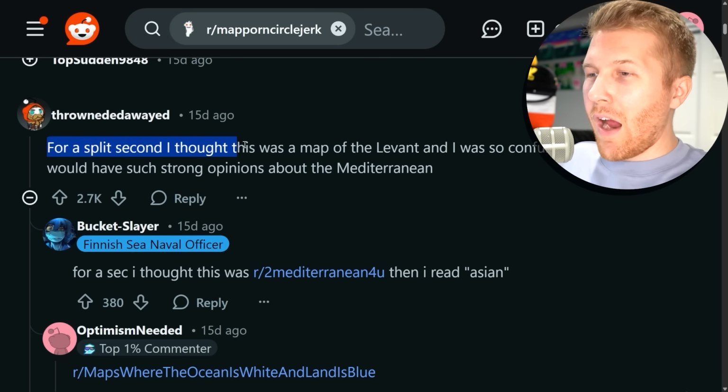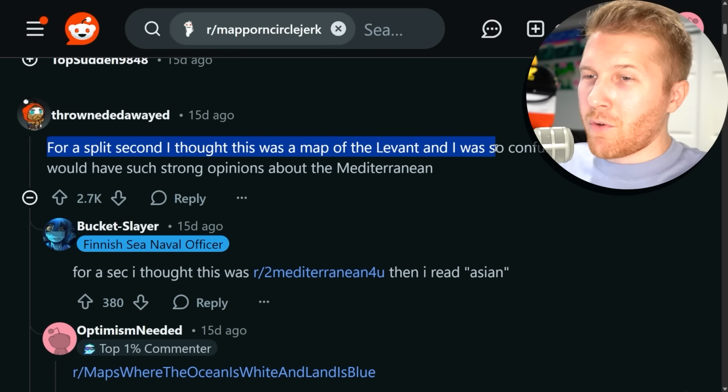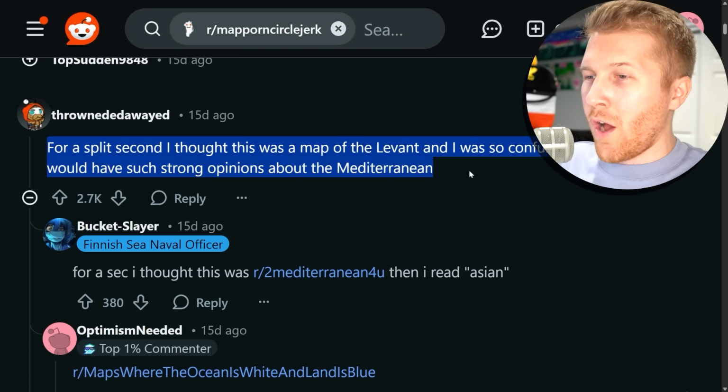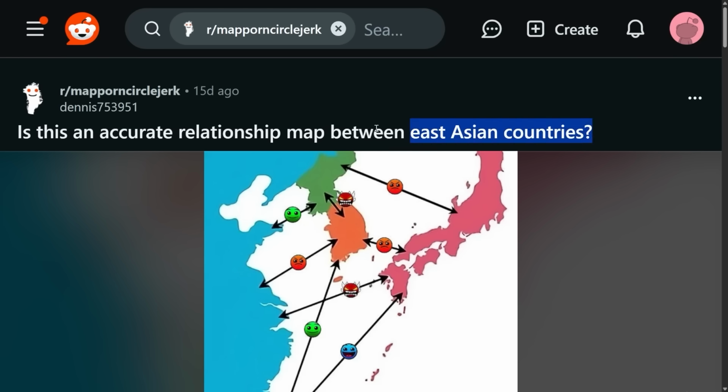For a split second there, I thought this was a map of the Levant, and I was so confused why everyone would have such strong opinions about the Mediterranean. Bro literally can't see anything else but the average UN vote. I just wish the Philippines were included in this map.